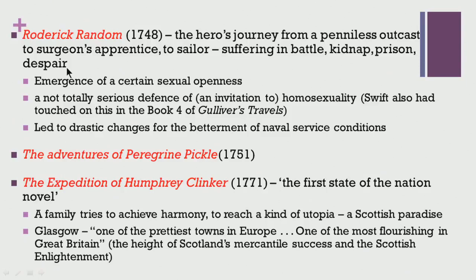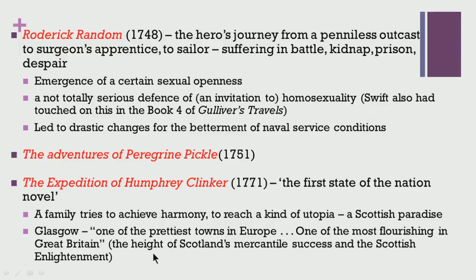The success of Roderick Random was followed by The Adventures of Peregrine Pickle, published in 1751. But again, another important work was published in 1771, The Expedition of Humphrey Clinker. This work is considered the first state of the nation novel. In this one, we find a family trying to achieve harmony and the state of utopia, which they locate in Scotland as a Scottish paradise.